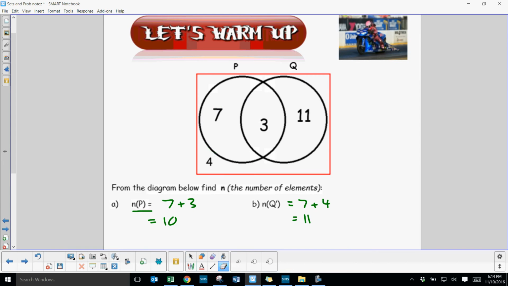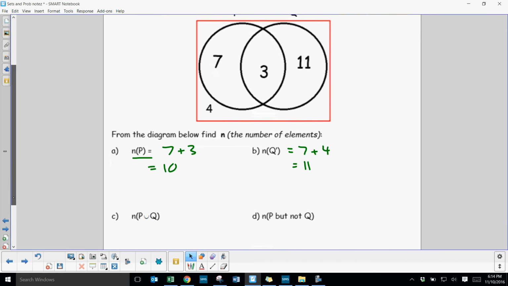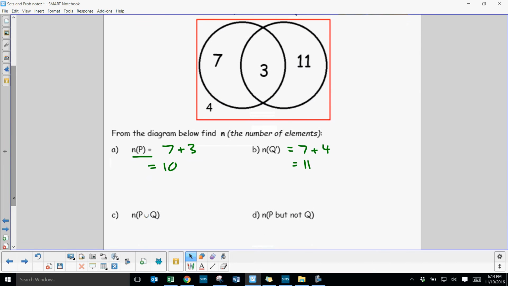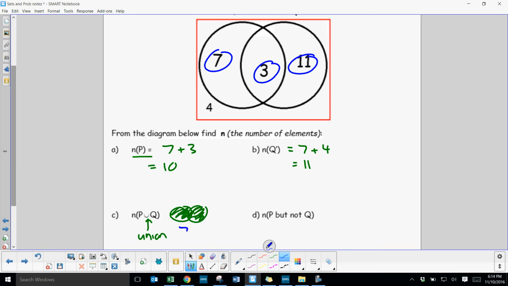So let's scroll down and see what the next question is. We're asked to find the number of elements in P union Q. So the union refers to all circles coloured in together. As you can see, it's got 7, 3 and 11. So 7 plus 3 plus 11 equals 21 elements in total.